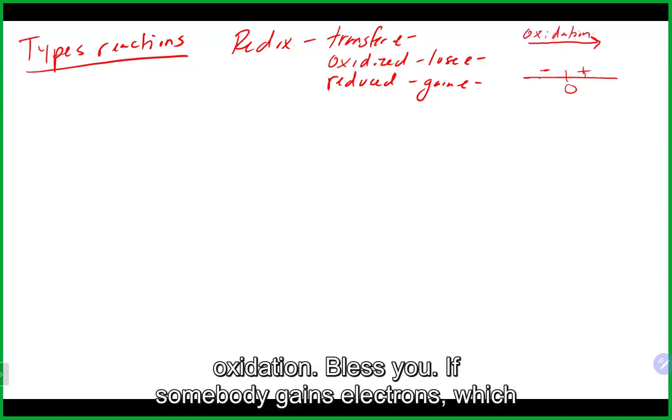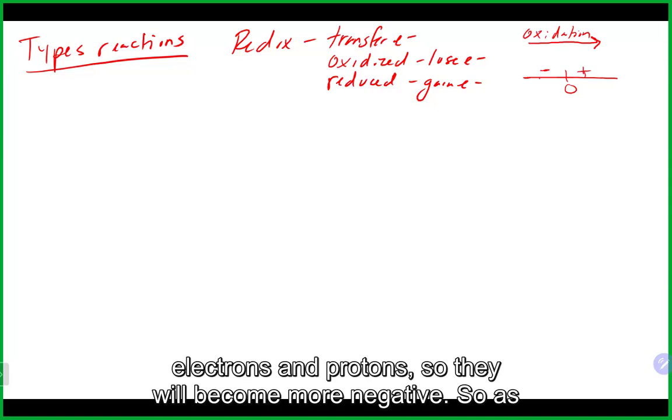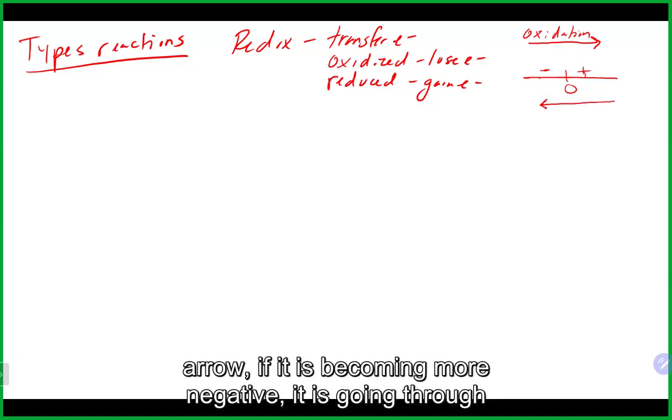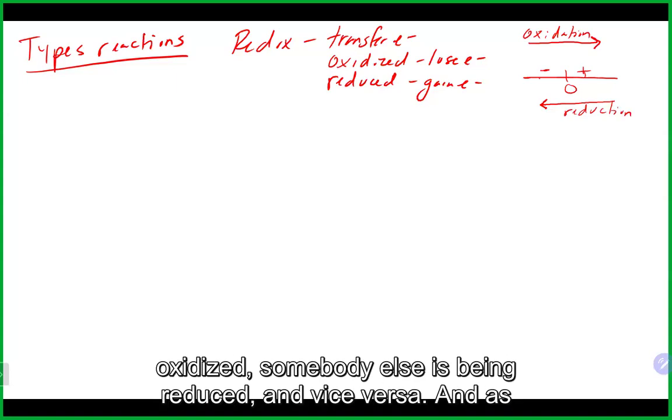If somebody gains electrons, which is the definition of reduction, they then will have more electrons than protons, so they will become more negative. So as you're comparing the same element on opposite sides of the arrow, if it is becoming more negative, it is going through reduction. They always occur together. So if somebody's being oxidized, somebody else is being reduced and vice versa.